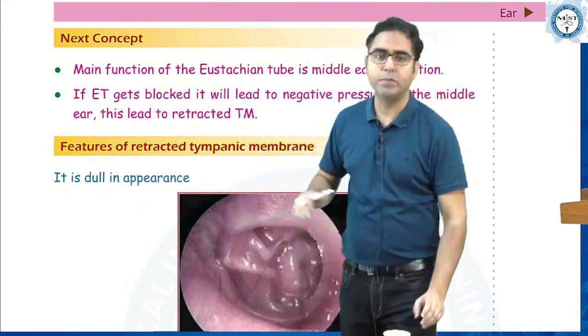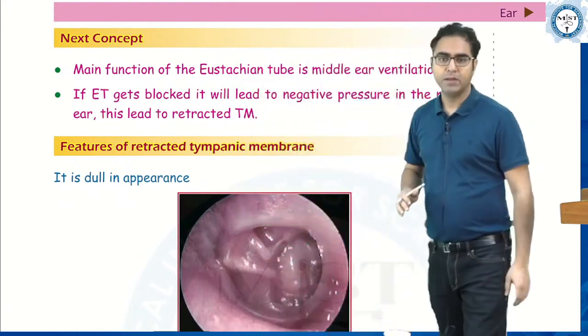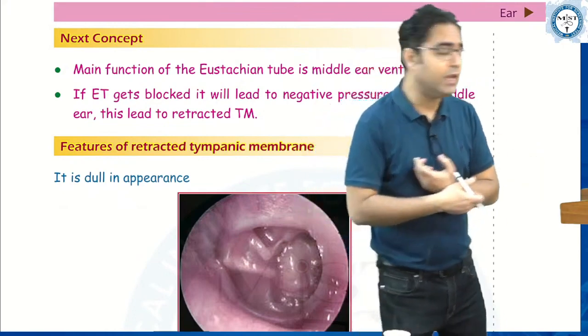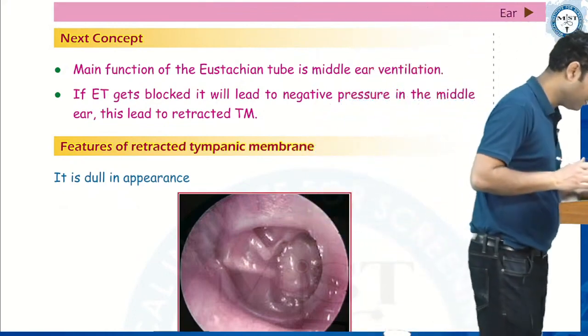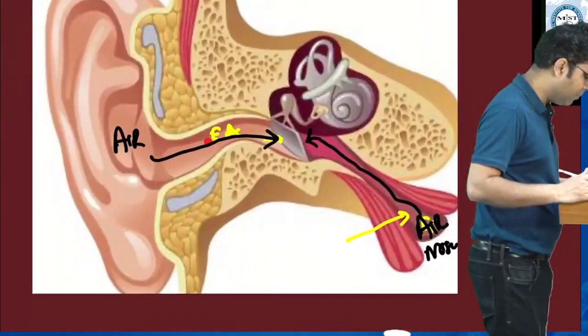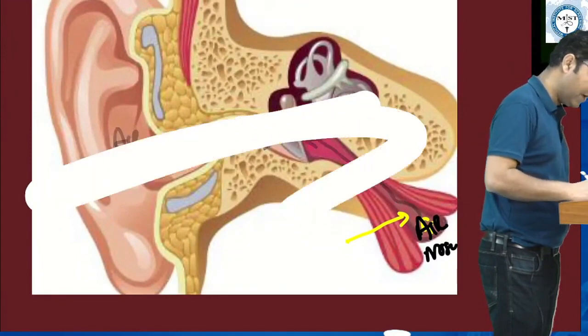The main function of the eustachian tube is middle ear ventilation, beta. Please understand, the main function of the eustachian tube is middle ear ventilation. What do you mean by middle ear ventilation? Let us understand it. Everybody focus on the screen, beta.